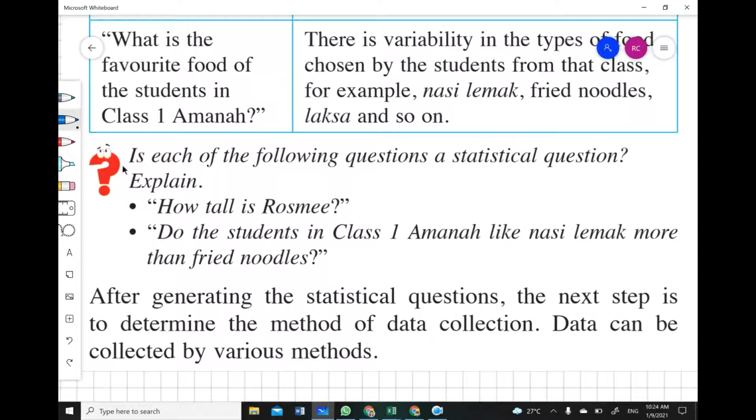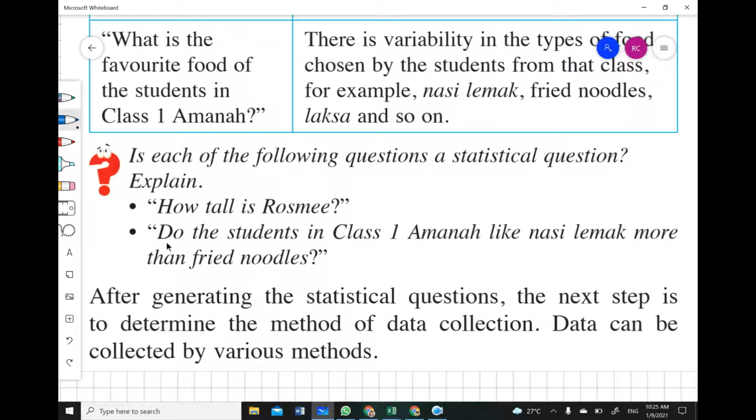Okay, we look at the next one here. Is each of the following questions a statistical question? So we need to decide now whether the question is a statistical question or not. How tall is Rosmi? Is it a statistical question? No, because this is just referring to one person only. There's no variability. There's only one answer. So there's no variability, meaning that it's not a statistical question.